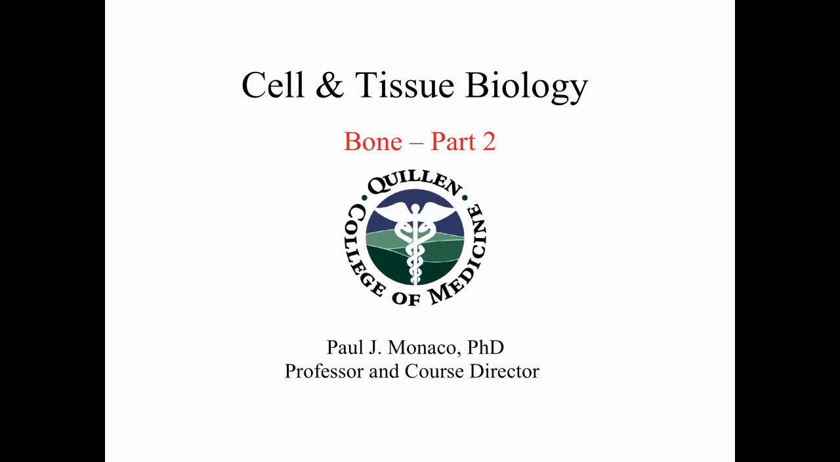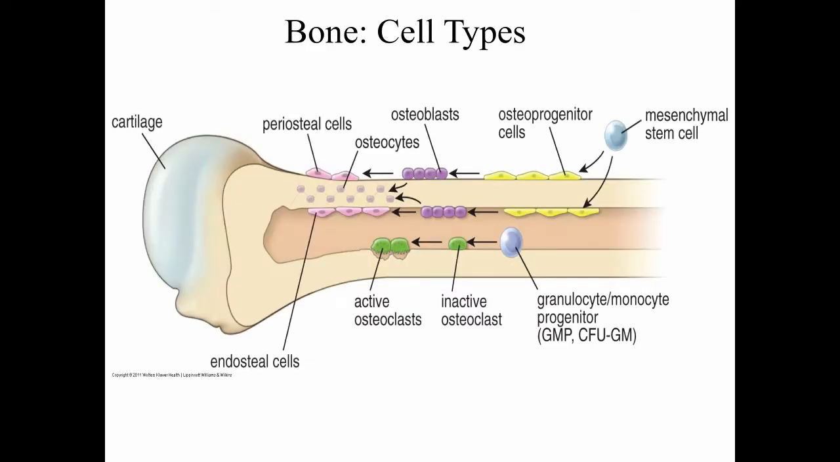This is our second podcast in our series on bone. In this podcast, we're going to focus on the major cell types associated with bone. And so let me go back to this cartoon that we showed you earlier. We talk about the mesenchymal stem cell, which will give rise to the osteoprogenitor cells. The osteoprogenitor cells will differentiate into osteoblasts. The osteoblasts, when they're trapped in lacunae, will become osteocytes.